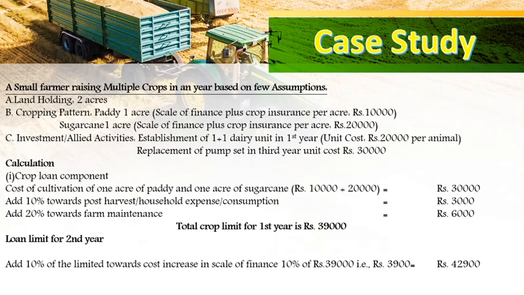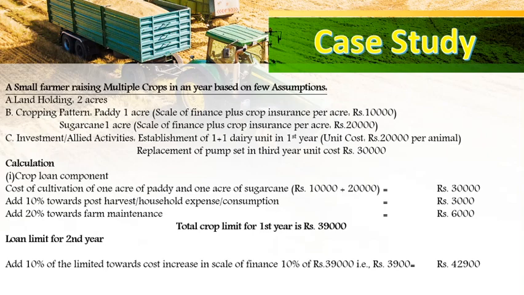Then investment or allied activities. Establishment of a 1+1 dairy unit, using dairy animals like cow or buffalo or bull, whatever it is. Let us say it is 20,000 per animal. As water is to be supplied, allied activities like a pump set also have to be purchased by that farmer. For that, let us say it is rupees 30,000. So the total amount is rupees 30,000, including 10,000 for paddy and 20,000 for sugarcane.